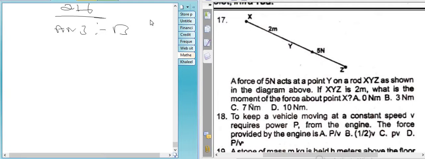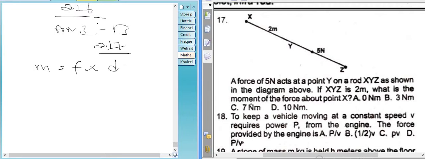Hence, the moment is equal to the force times the perpendicular distance. So here our force is 5 Newton, but the perpendicular distance is 0, which is equal to 0 Newton meter. Therefore, the moment here is 0, and the correct option will be 0, which is A.